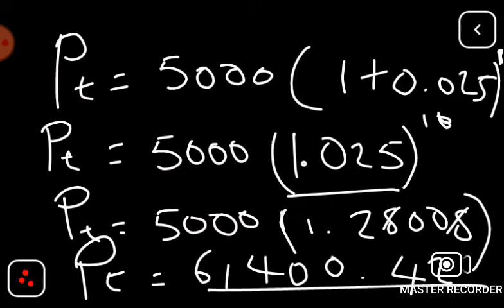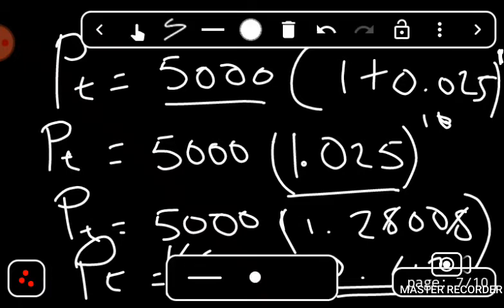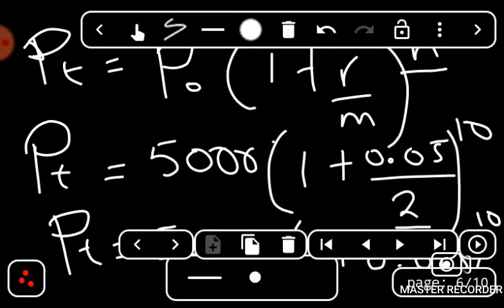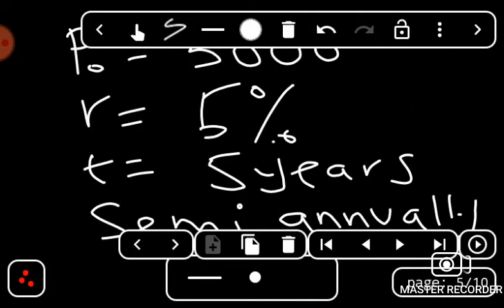So what does this mean? This means that when you put 5,000 into this business, that compounds the interest semi-annually, which is 2 times in a year, for 5 years. At the end of 5 years, you're going to have 6,400.42 kwacha.